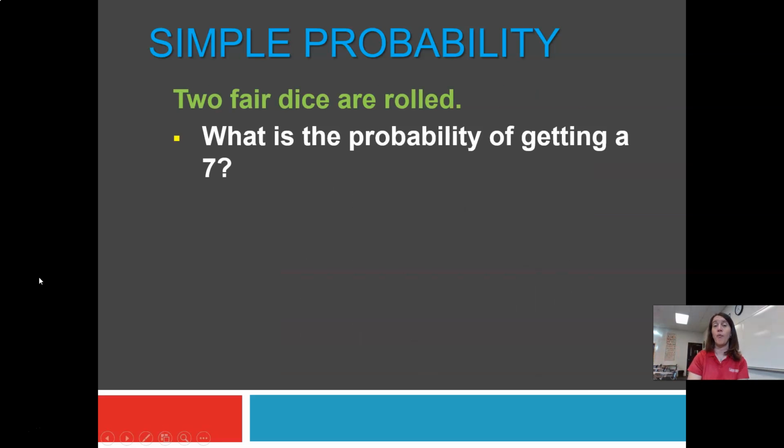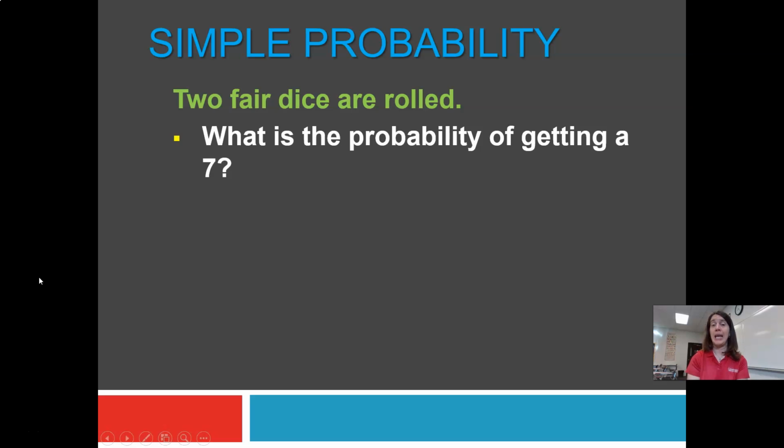Right? So if I said 2 fair dice are rolled, that means we're going to focus on the chart. What is the probability that I get a 7? Okay, well, how do I figure that out? Probability is how many ways can this event occur over the total possible ways that the entire situation could happen with my 2 dice being rolled.